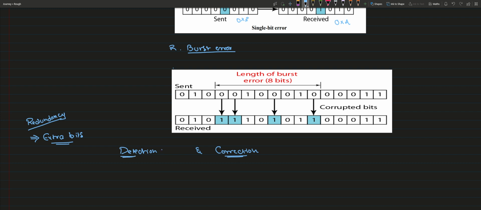In detection, we can just detect. With an error detection technique, it will just detect; it doesn't have the capability to correct. Whereas error correction coding can also correct at the receiver end, independently, without depending on the transmitter. These are the two types of mechanisms. The correction of error is more complex than detection of error.